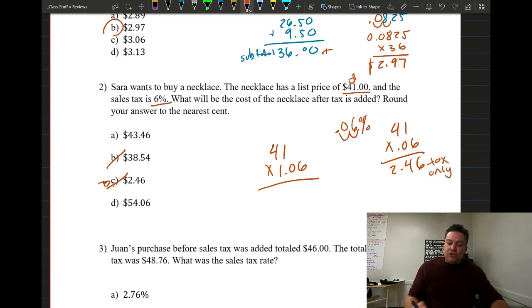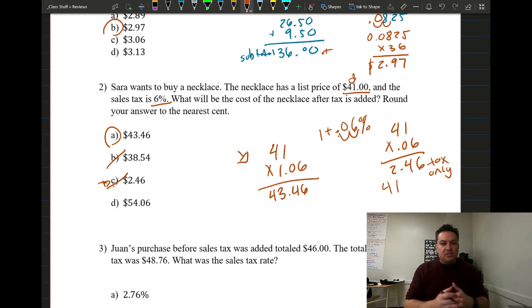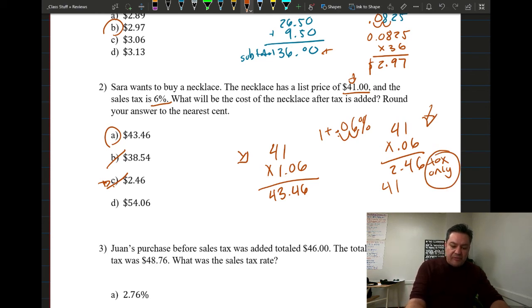And to find the total, you have to add this back to 41, which is going to be 43.46, which is A. But if you go this route, convert percent to decimal, add 1 to that, and then multiply by the original, you will go straight to the answer. Okay? Two ways to do it. Both ways take you to the same place. Look, if you do it this way, again, this is the tax only, and you're looking for the total after the tax is added. That's a key: you have to add it back to something. Remember, $41 is the subtotal.